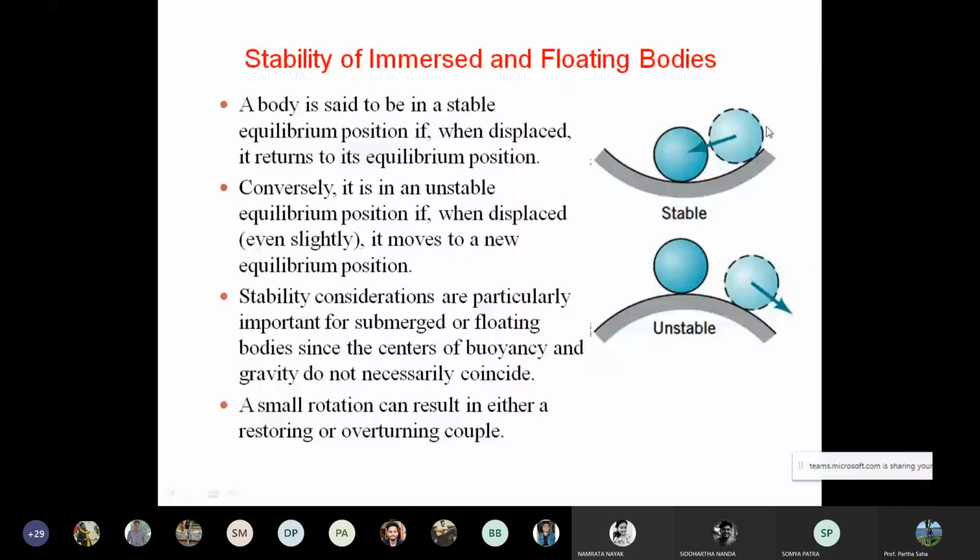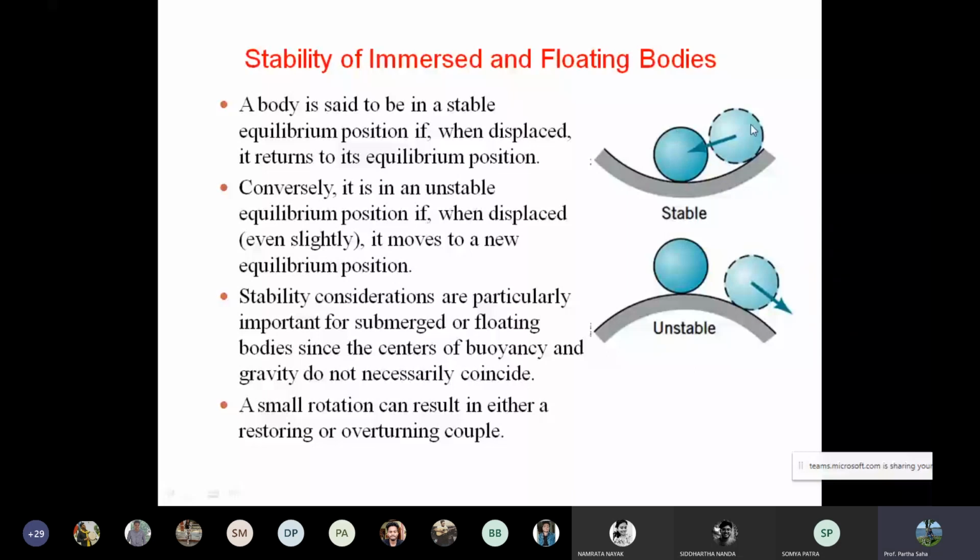It depends on whether, if it is moved from its original position, it reaches its equilibrium position again. Then it's stable, right? If this spherical ball moves this side or this side, it will return to its original position, that is this position. There will be a restoring couple. The moment the ball is moved to this position, there will be a restoring couple, which will try to bring it to its original position, right?